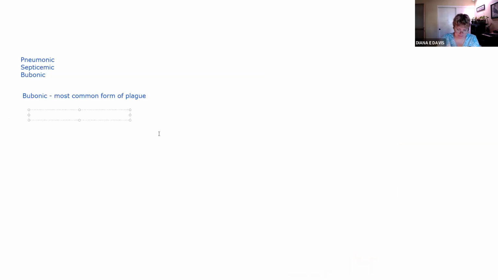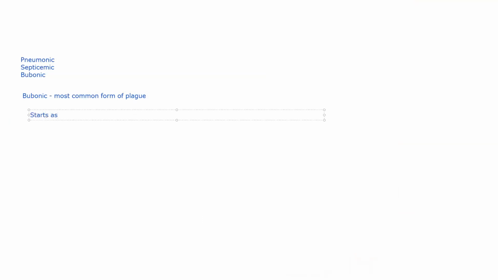Okay. So, bubonic plague. I have a question. Yeah, go ahead. Those buboes in the picture, like, what is that? Are those like lymph nodes or something? Yes, they are. They are swollen lymph nodes. Good catch. We're going to get to that.